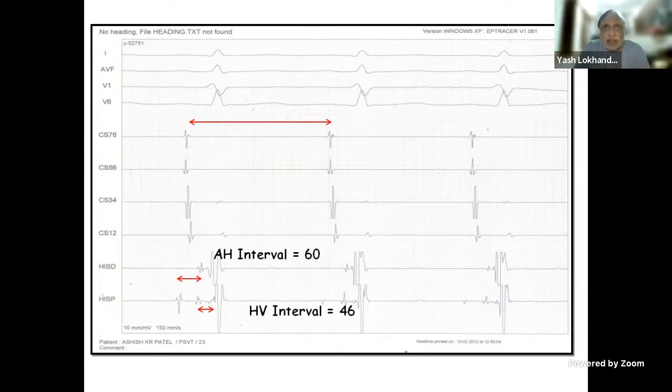That means the impulse as it goes down the bundle of His starts exiting all over the myocardium. That will be completely disorganized. That means the bundle branches are of no use then. If the electrical impulse is exiting from the bundle of His, then what are the bundle branches for? Which part will get activated first? This is a very basic second MBBS level question.